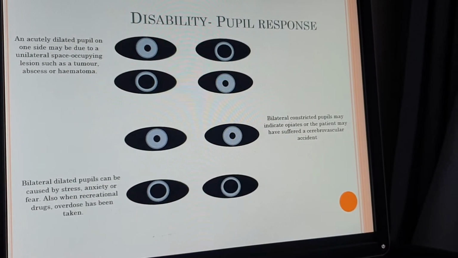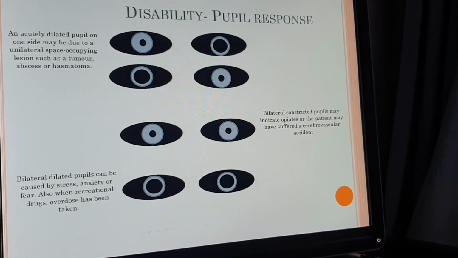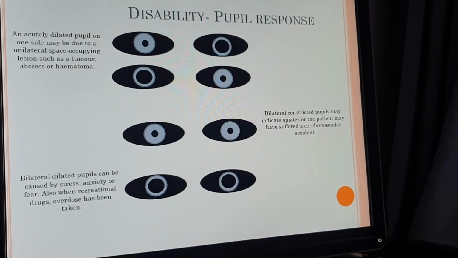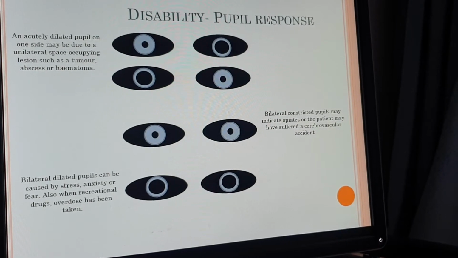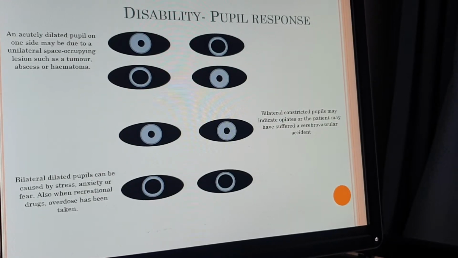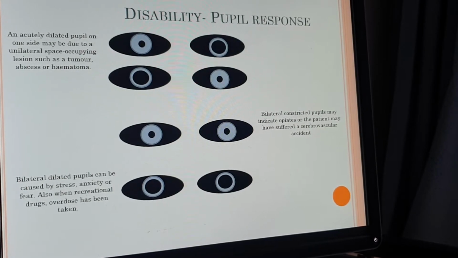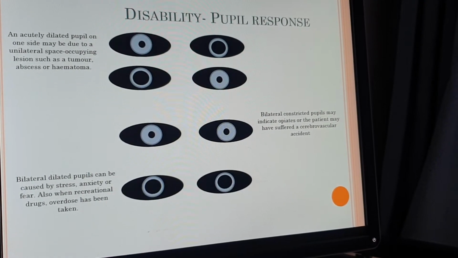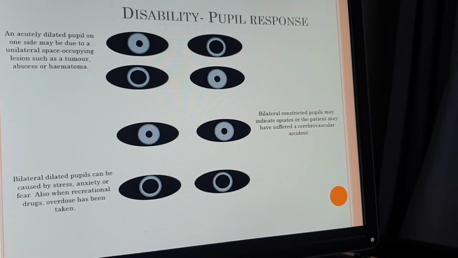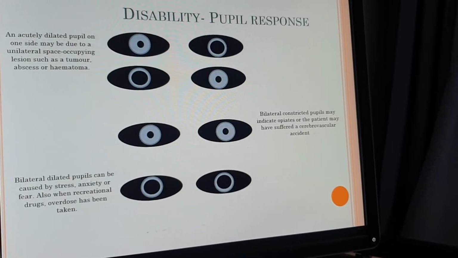If you have constricted pupils bilaterally, this may indicate analgesia, so particularly opioids, or it may indicate some kind of neurological accident. Or if you have bilateral dilated pupils, things that can cause bilateral dilated pupils include stress, anxiety, but also fear. And other things to take into account are recreational drugs or potentially an overdose.